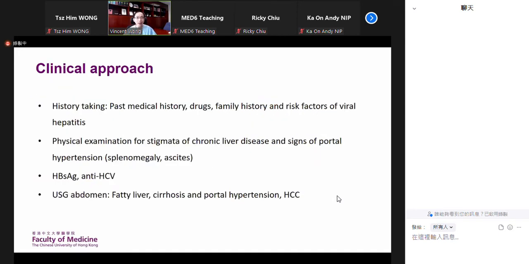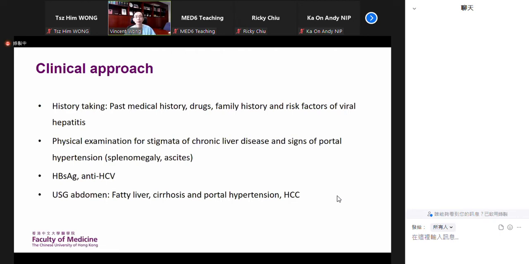When you see a patient with abnormal liver test, the clinical approach would be no different from what you do when you encounter any other clinical presentations. We still need to go for history taking, paying particular attention to past medical history, drugs, family history, and risk factors of viral hepatitis. On physical examination, we particularly want to detect stigmata of chronic liver disease, which would point towards a more chronic disease.